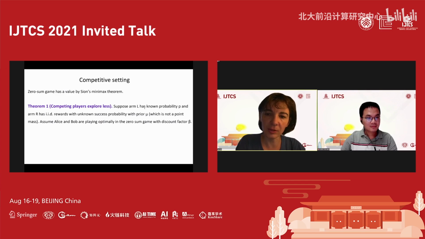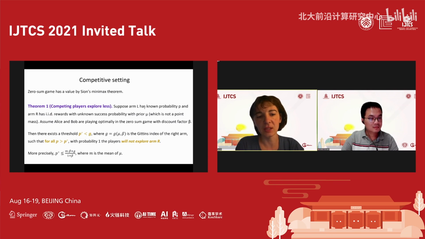To quantify this, suppose the arm L is the safe arm. Let's say the safe arm has known probability P, and the risky arm has IID rewards with unknown success probability with a prior mu, which is not a point mass. And then Alice and Bob are playing optimally in the zero-sum game, which has a discount factor beta. The statement is that there exists a threshold P star less than G, remember that G is the Gittins index of the risky arm, such that for all probabilities P greater than P star, with probability 1, the players will not explore the risky arm.